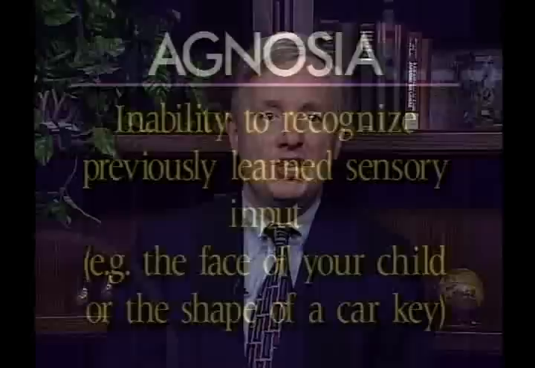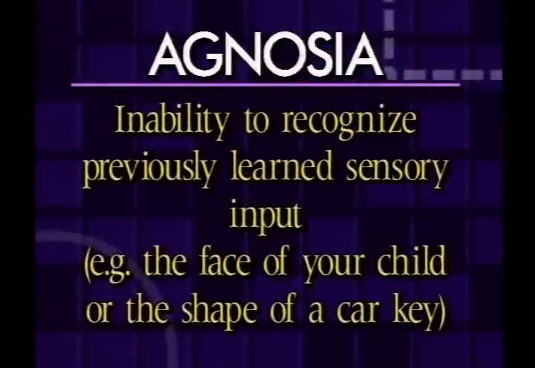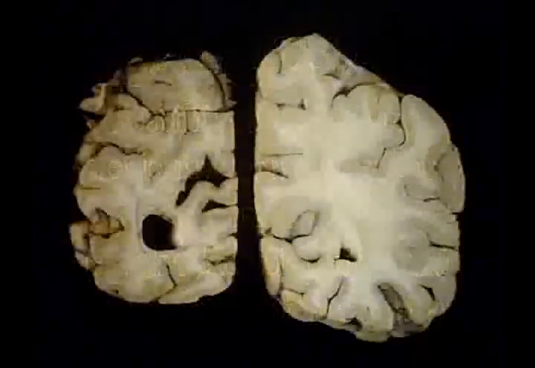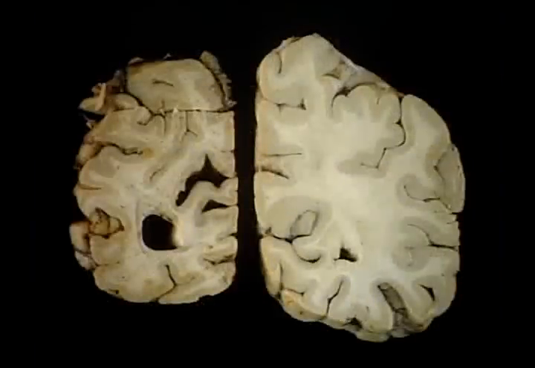Agnosia is the inability to recognize previously learned sensory inputs. On the left is an occipital lobe from a patient with Alzheimer's disease. On the right is a normal occipital lobe. Notice how atrophic that occipital lobe is. What does this part of your brain do?